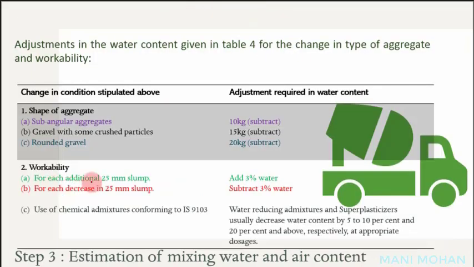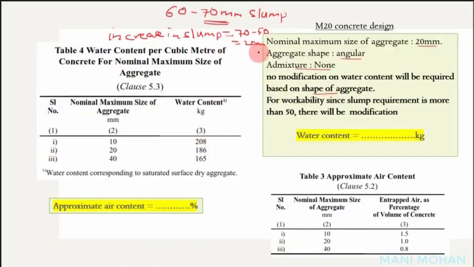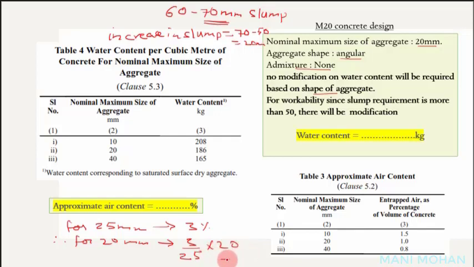So here you see, for each additional 25 mm slump, you have to add extra 3% of water. So we have increase of 20 mm. So let me write down, for 25 mm increase in slump, you have to add 3% extra water. So therefore, for 20 mm, it will be how much? 3 by 25 into 20. So how much you are going to get the answer? It will be 2.4%.